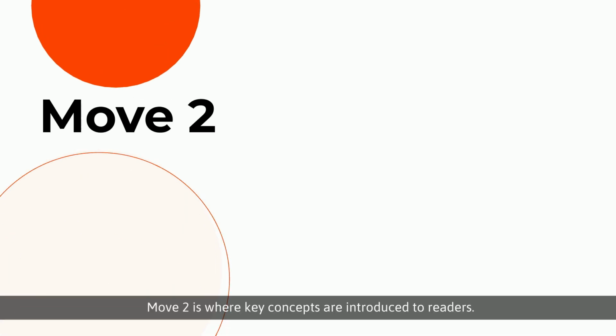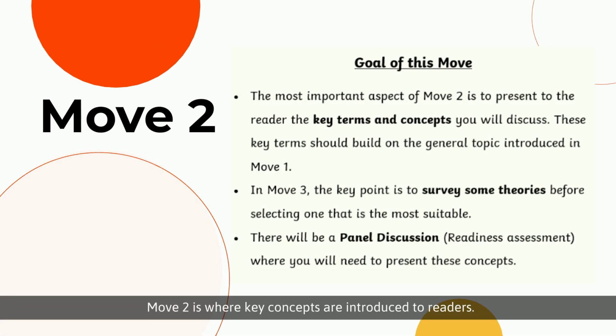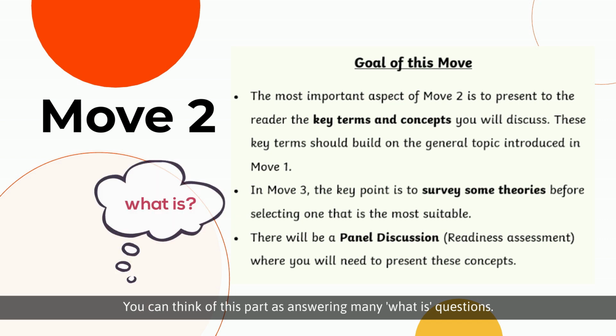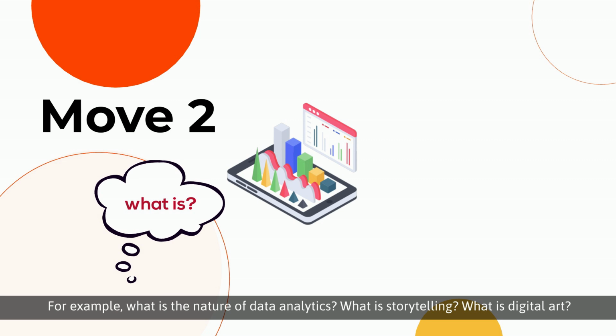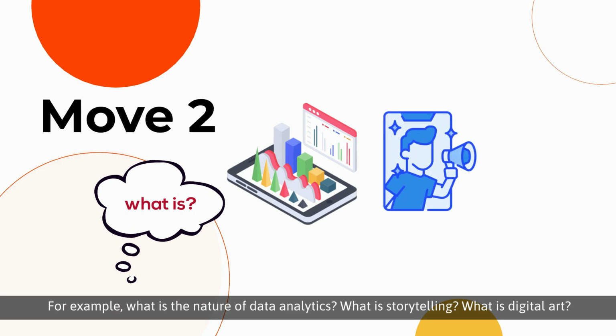Move 2 is where key concepts are introduced to readers. You can think of this part as answering many "what is" questions. For example, what is the nature of data analytics? What is storytelling? What is digital art?